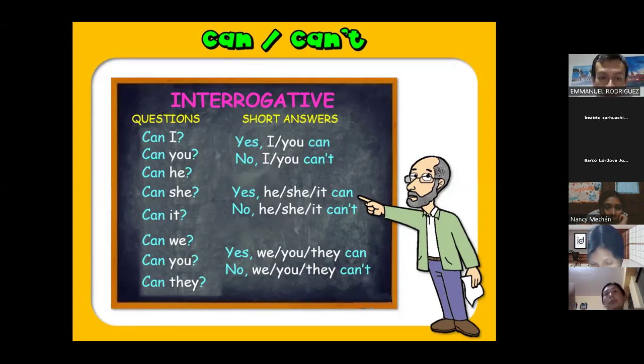And now, short answer negative. No, we can't. No, you can't. No, they can't.